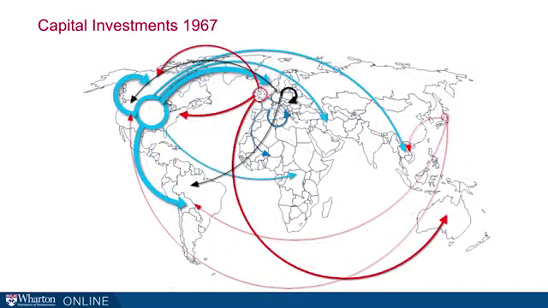Now let's fast forward about 50 years to the year 1967. Once again, both the circles indicating countries and the arrows are proportional to how much money we're talking about. And we see that the geography of capital flows, capital investments in the world had shifted considerably. Now the United States was the most important country in the global picture, with Europe being second.